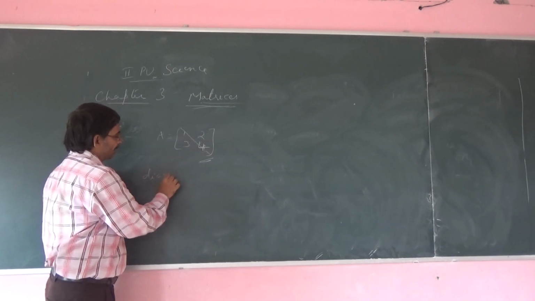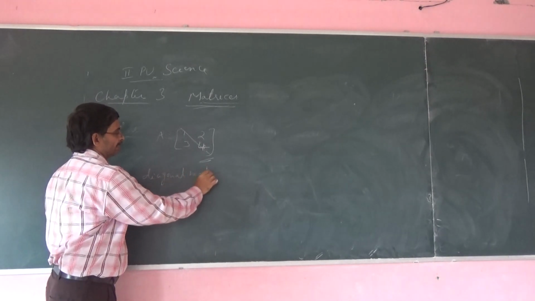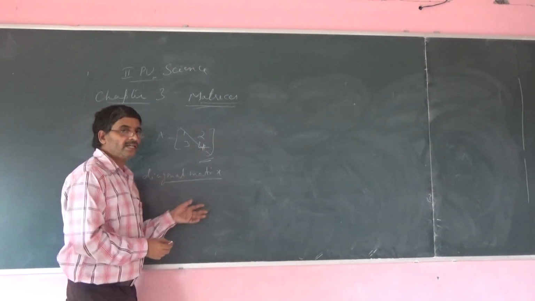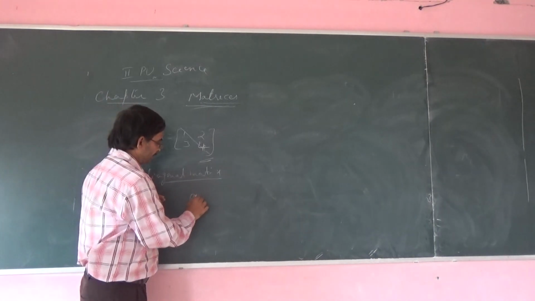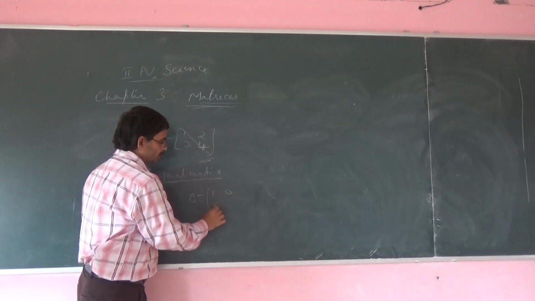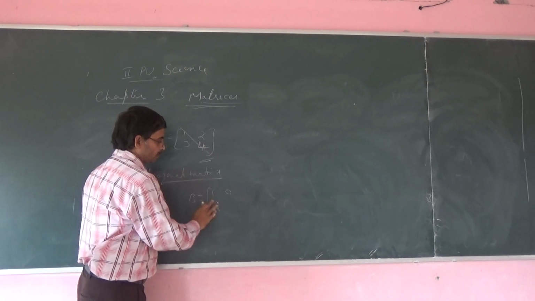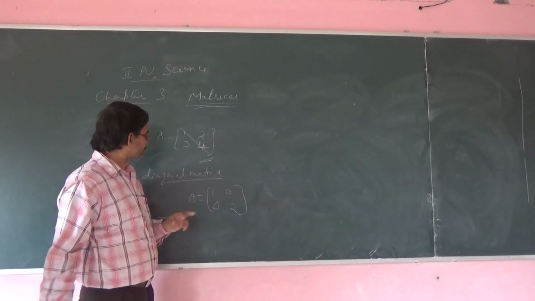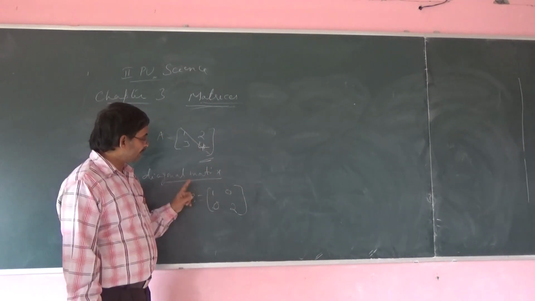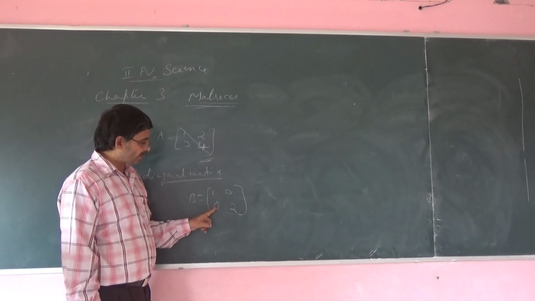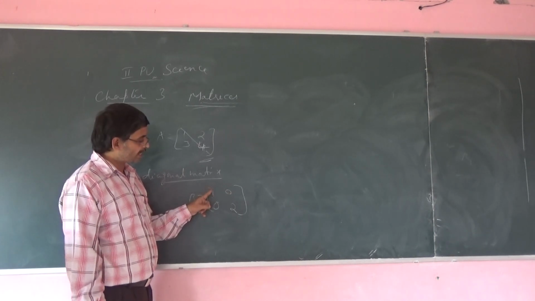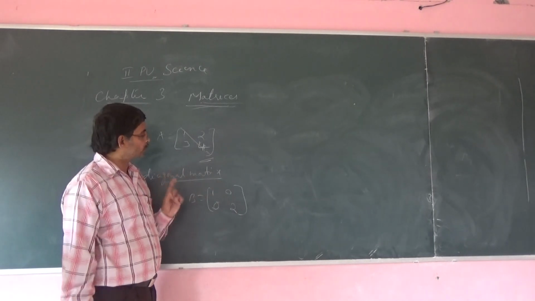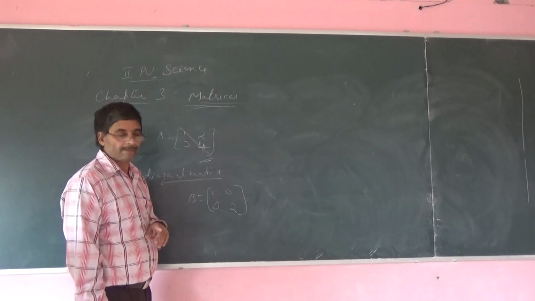Now what is a diagonal matrix? Next definition: diagonal matrix means it's a square matrix whose non-diagonal elements are zeros. So if I write B equal to [1 0; 0 2]. This is a diagonal matrix. Condition is non-diagonal elements. See, this is a non-diagonal element, this is a non-diagonal element. But these are diagonal elements. Diagonal elements may or may not be 0, but non-diagonal elements should be 0. That means diagonal matrix.